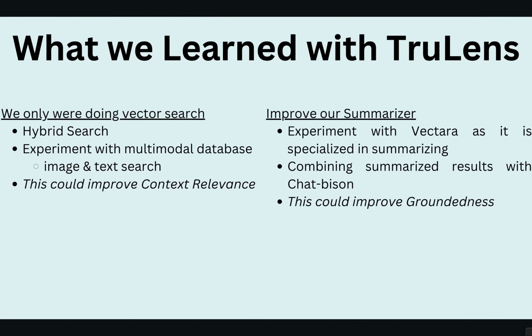We want to maybe improve the documents that we're retrieving, perhaps by doing a hybrid search. We want to experiment with multimodal databases so we can actually have images and text searching, and this would improve our context relevance, and additional things to improve with our summarizing, like using Vectara, combining these results with Chat Bison.